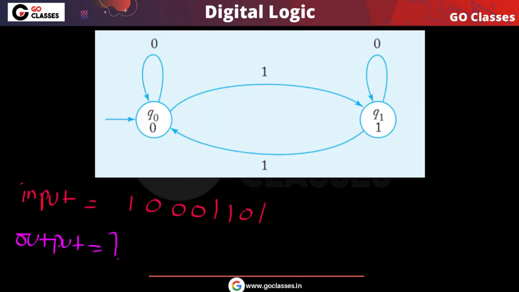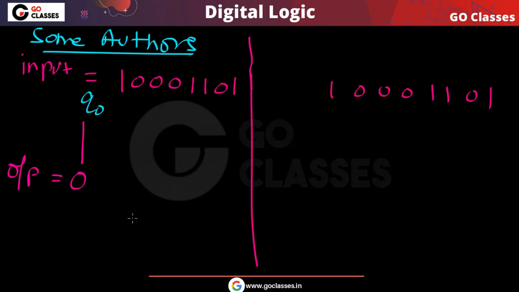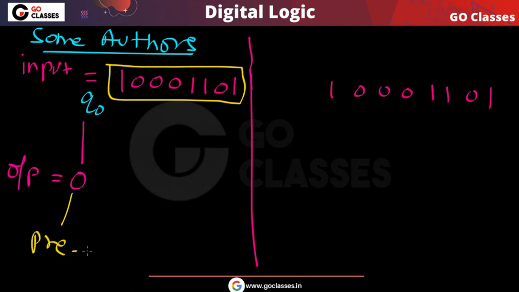You can notice this is your initial state, and whenever you are in this state Q0, 0 will be printed. Remember, at this point we did not read the string. Without reading the input, this is the pre-output of the Mealy machine.